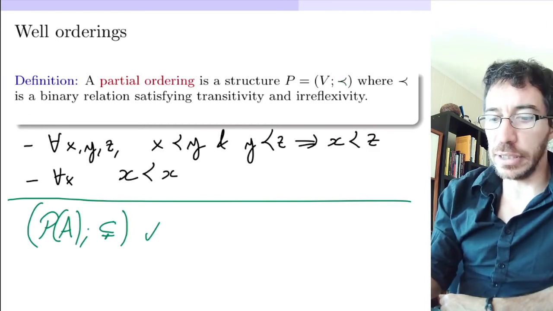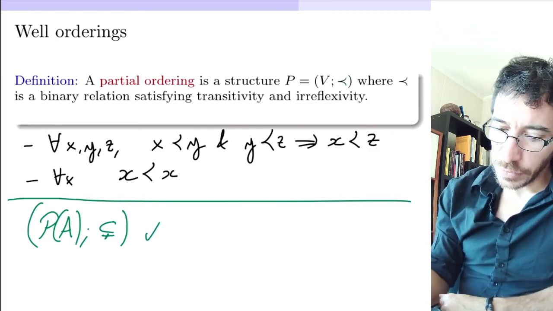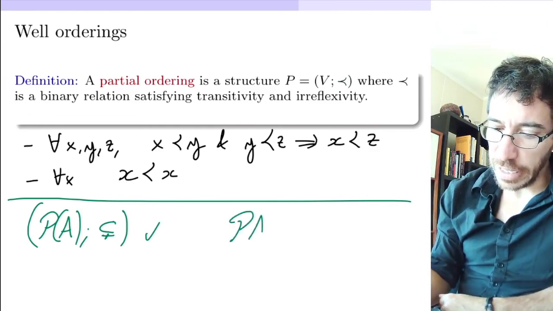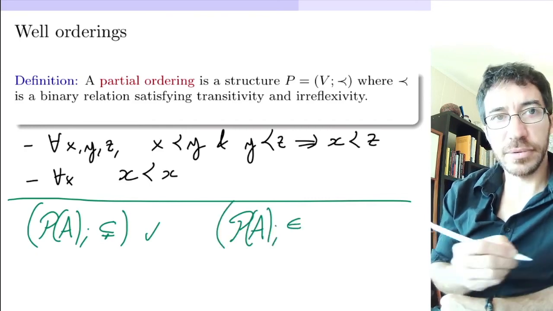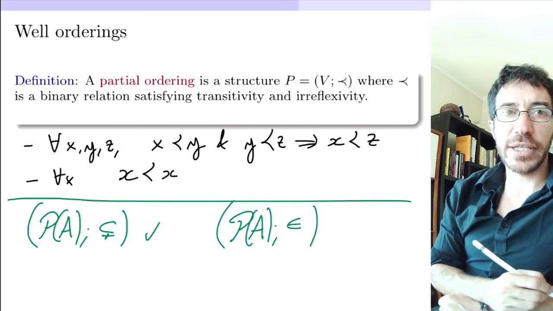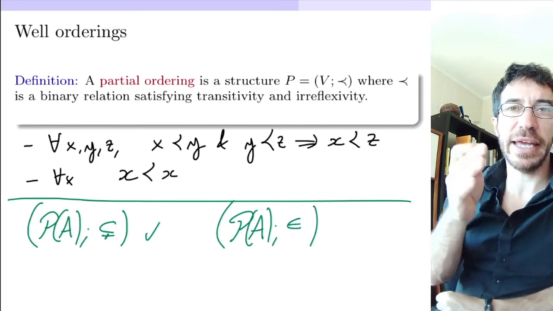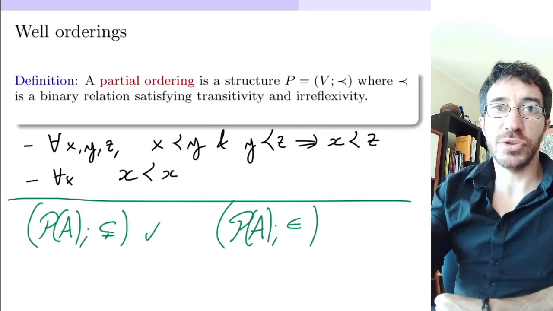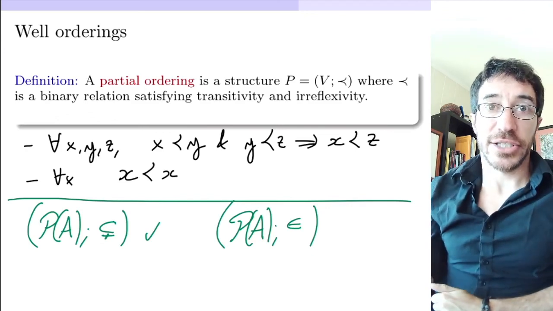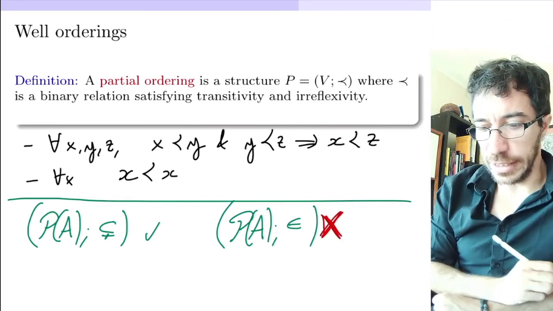What about the power set of A together with the belongs relation? Well, no, that's not a partial ordering, because you may have A belong to B, B belong to C, but A doesn't belong to C, right? Unless the set C is transitive. No, we don't get that. That's not a partial ordering.